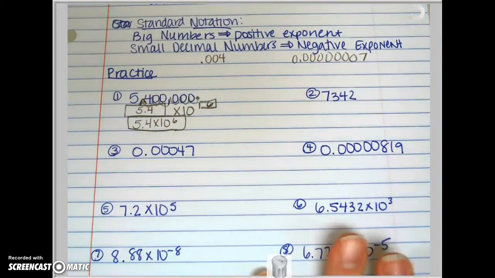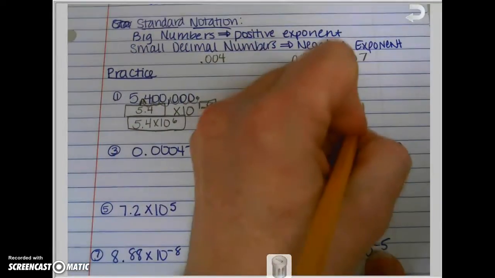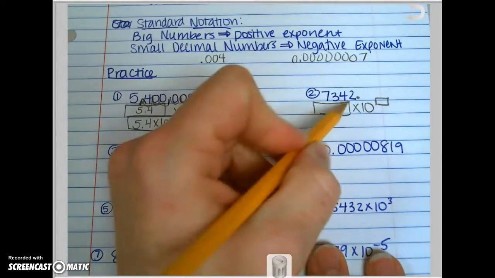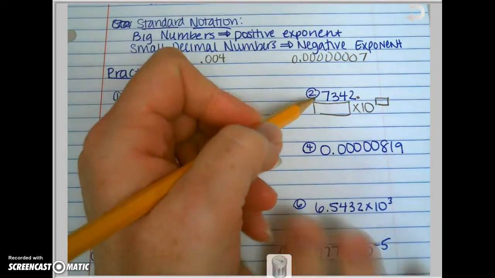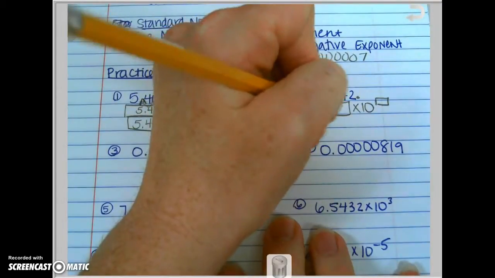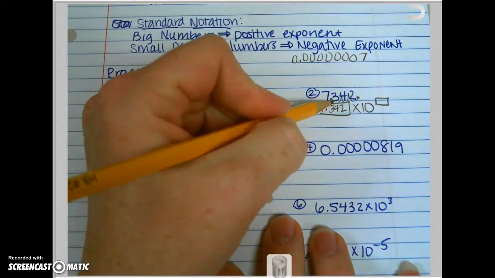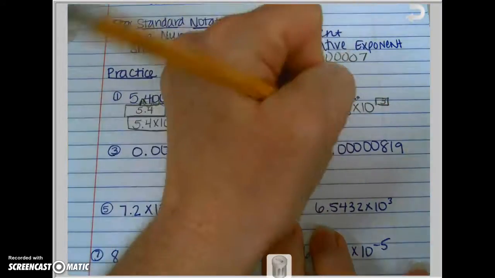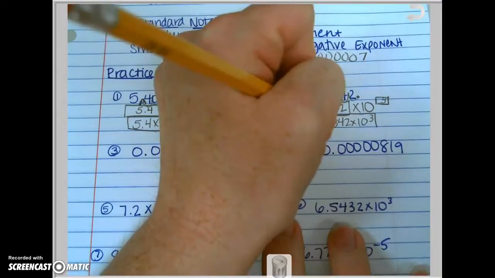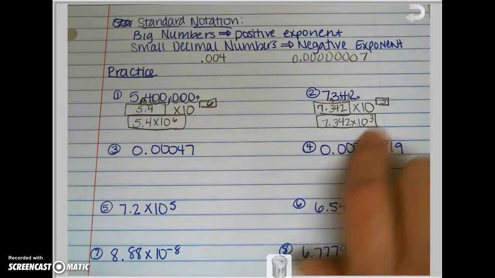Sliding over to 7,342, it's the same thing: some number times 10 to an exponent. Now 7,342, my decimal is right here, and I need to move it to make a number between 1 and 10. So I'm going to move it right here. Then I have 7.342. I moved 1, 2, 3 times to get my decimal there. And so that's how I'd write 7,342 in scientific notation. Positive exponent because it's a really large number.